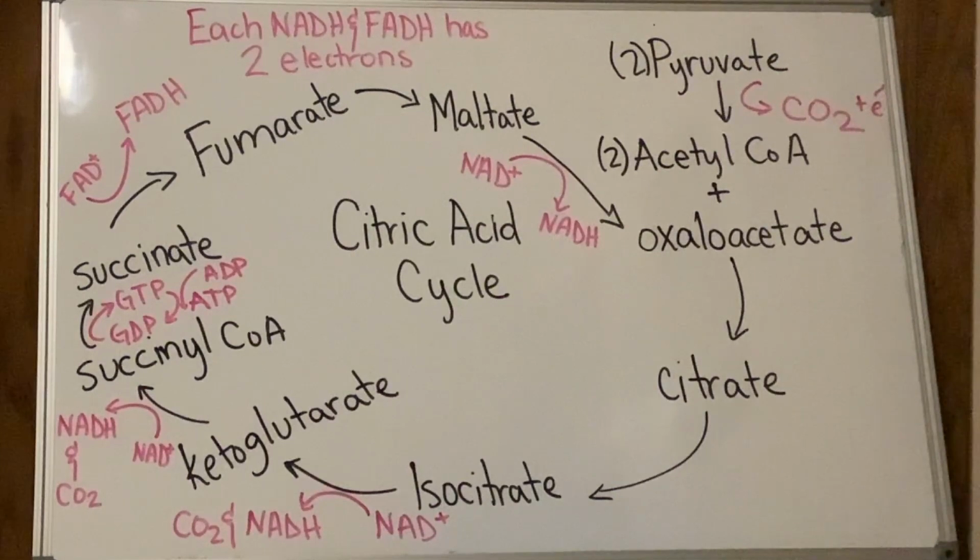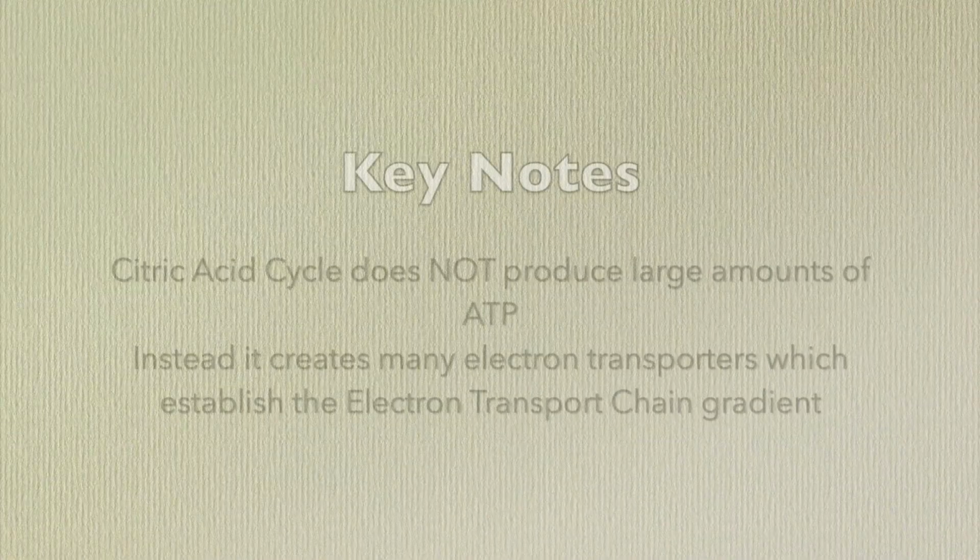As you can see, the citric acid cycle does not result in much ATP formation, but results in significant NADH and FADH2. These molecules are then able to shuttle the hydrogen ions to the electron transport chain, where they can then be used to make larger quantities of ATP.